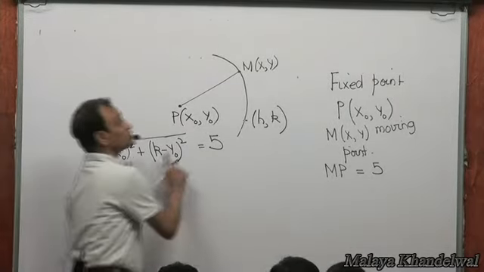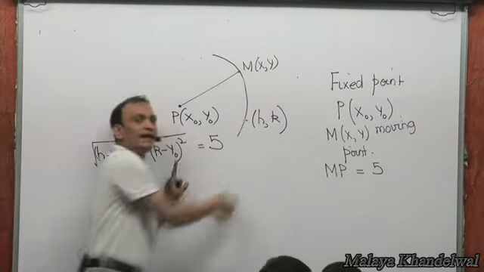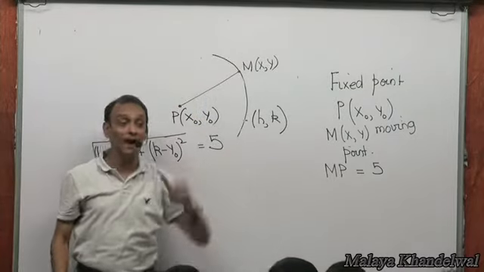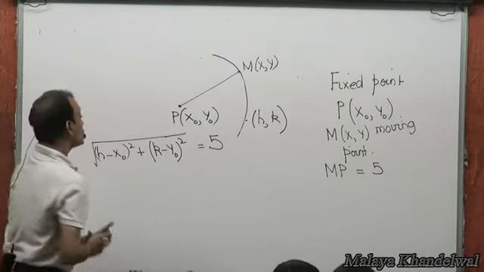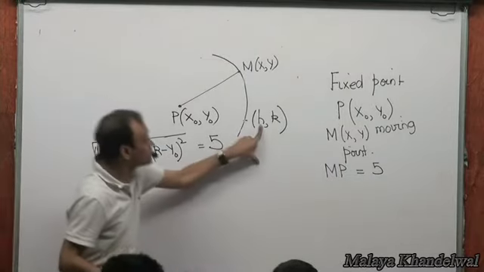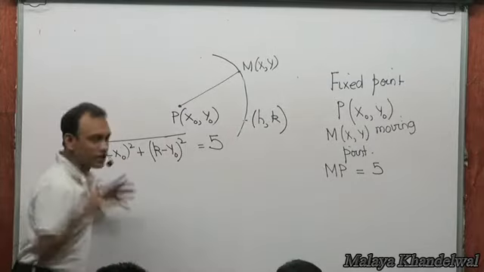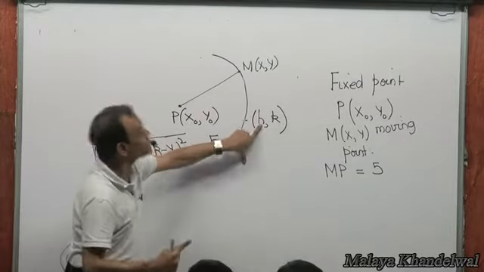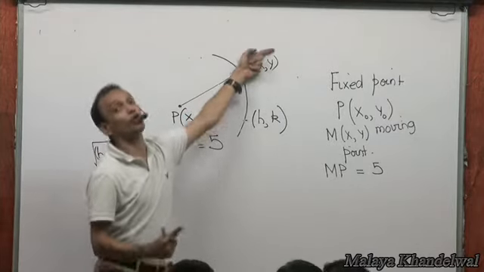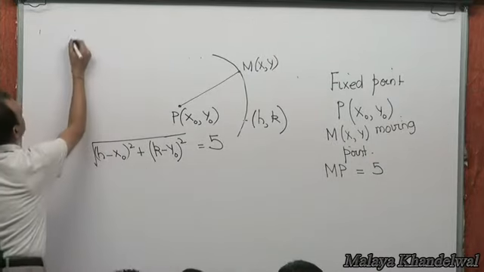Right? This condition is true not just for this h, k, but true for any x, y lying on the path, yes or no? So then what we do is we generalize this condition. This is a certain point I have taken, but I could generalize it. I can replace h by the x coordinate of any point and k by the y coordinate of that point.